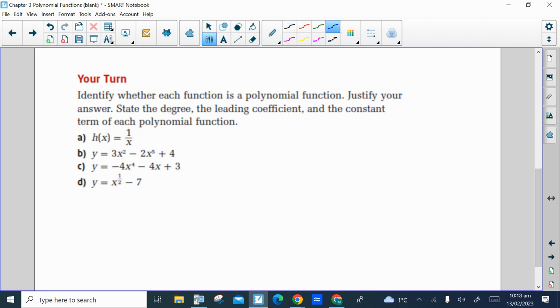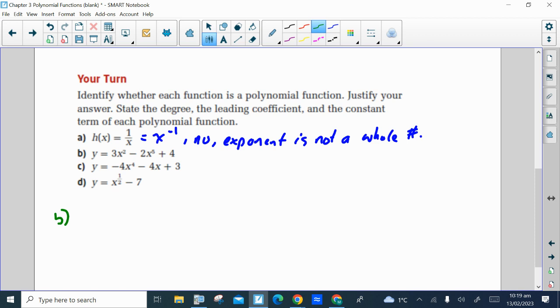That first one, 1 over x is the same as x to the -1. So therefore it's not a polynomial function because the exponent is not a whole number. It is an integer. Question B, though, would be a polynomial function because all the coefficients are real, all the exponents are whole numbers.